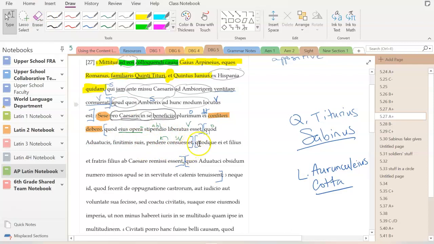Quodque, again, this could be because or which. We're going to keep translating to figure out which one makes the most sense. Filius, et filius, et fratris filius must be my subject. Of course, fratris is genitive, so I'm attaching it to filius. We've got an ab caesare, so we probably need a passive verb, and there it is, right? His filius and the filius of his fratris had been remissed. That explains my dative here. To him, ab caesare. And so probably dealing with a because for this one, right?